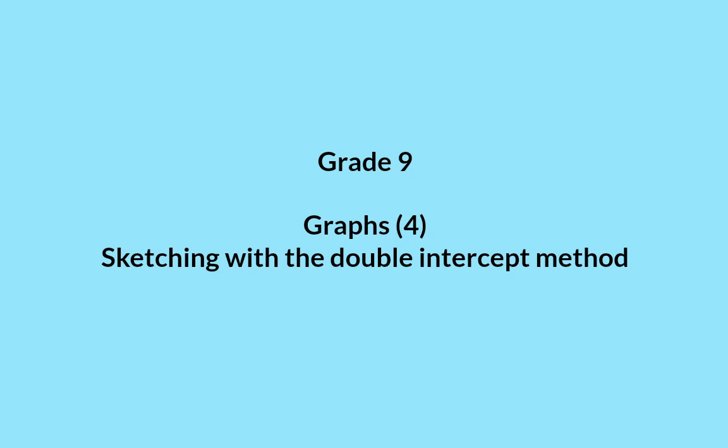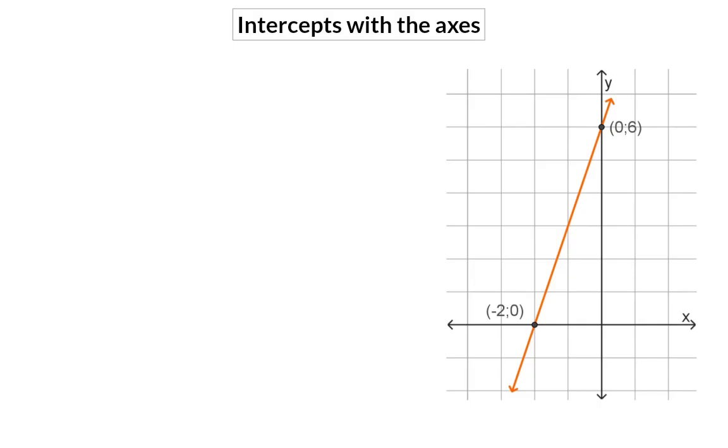In this video, we're going to have a look at how to sketch a straight line graph using the double intercept method. When working with graphs, we focus on a few main coordinates. Two of those coordinates are the intercepts with the axes. That is the coordinate where the line intersects the x-axis and then where it intersects the y-axis.